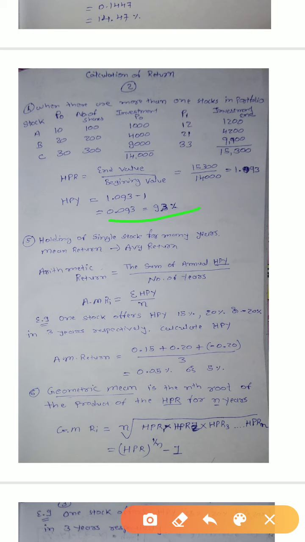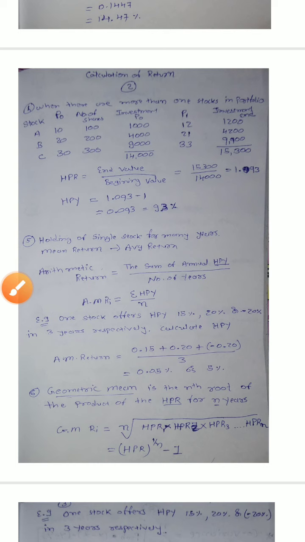So here we will find the average return, also known as the mean return. Generally it is mentioned as X bar. So this is your average rate of return. Generally it is used like that: expected return and average. It's a bar for average.